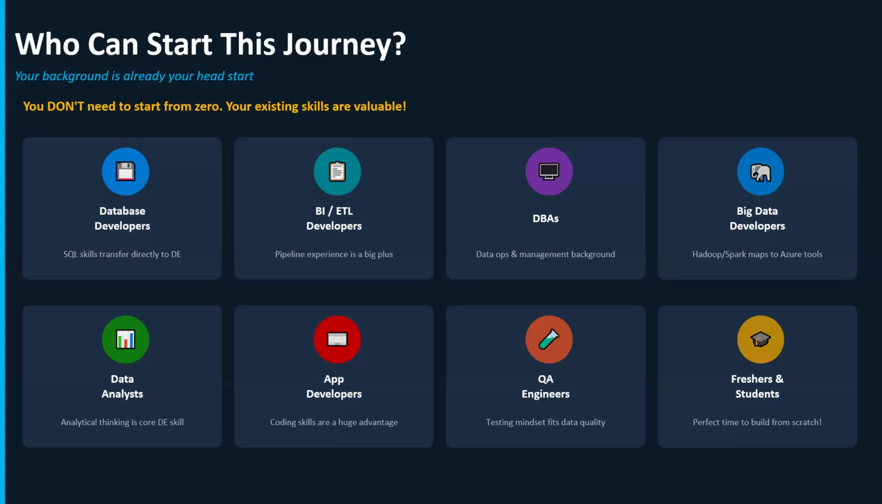And of course freshers, if you are students, it's a perfect time to build from scratch, right? So these are all the set of people who can get into data engineering. That means irrespective of your job profile, IT or non-IT, if you have a passion for data and want to explore a career within data engineering, definitely you can get into data engineering.